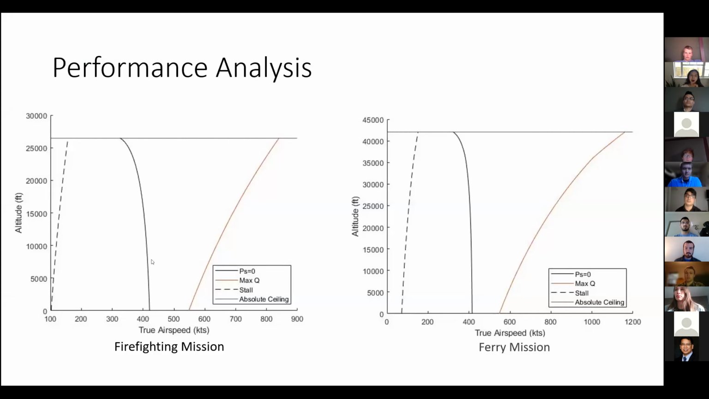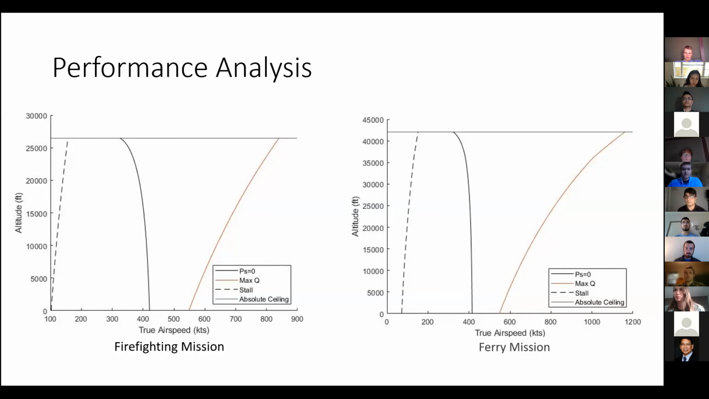So we then evaluated the performance and costs of the aircraft designed. First, we have the operating envelope, and we developed one for both the firefighting mission and the ferry mission with true airspeed in knots on the x-axis and altitude in feet on the y-axis. The dashed line shows the stall limit of the aircraft, the maximum dynamic pressure, which is where the structural damage will start to occur to the aircraft.